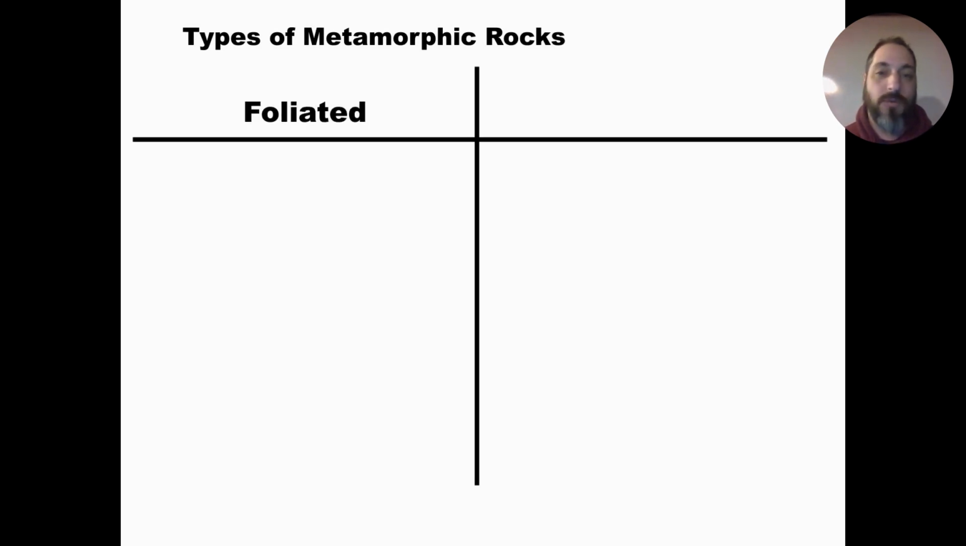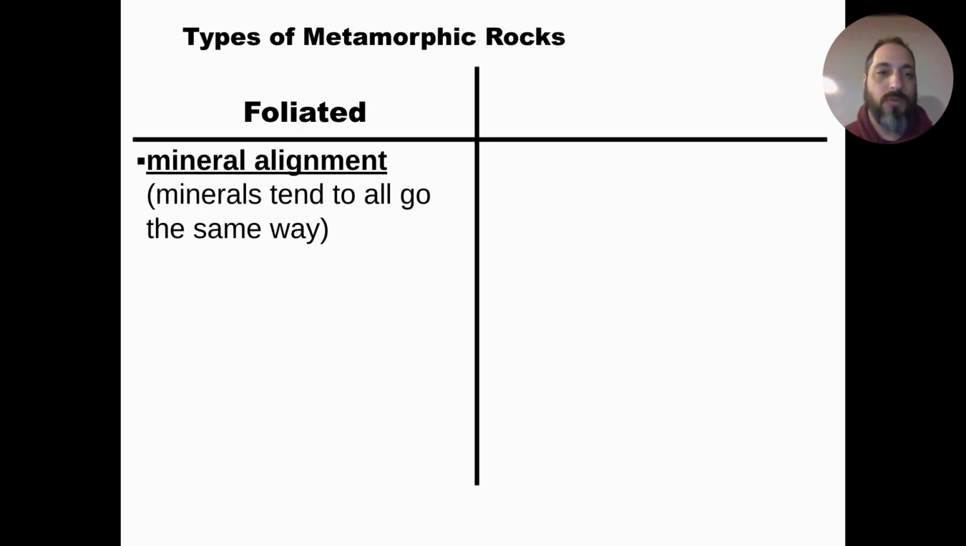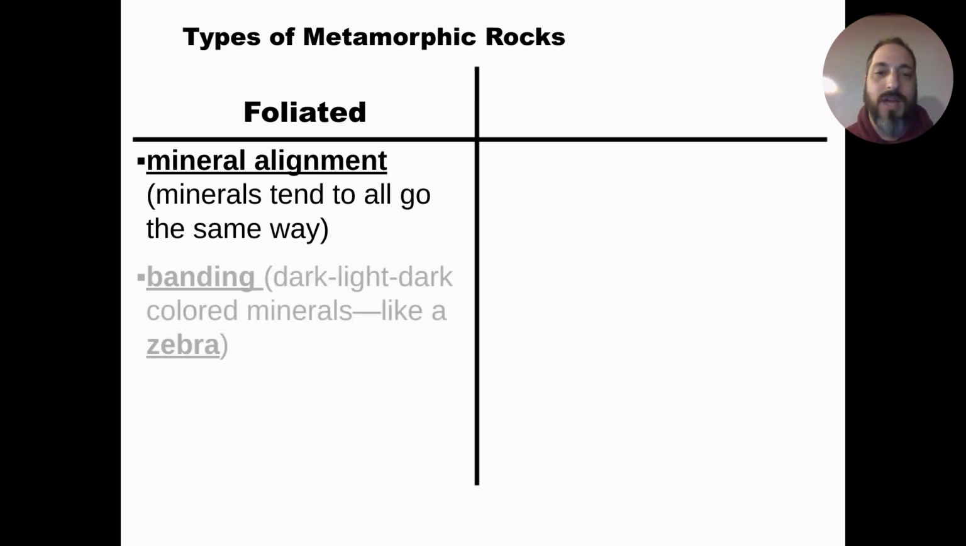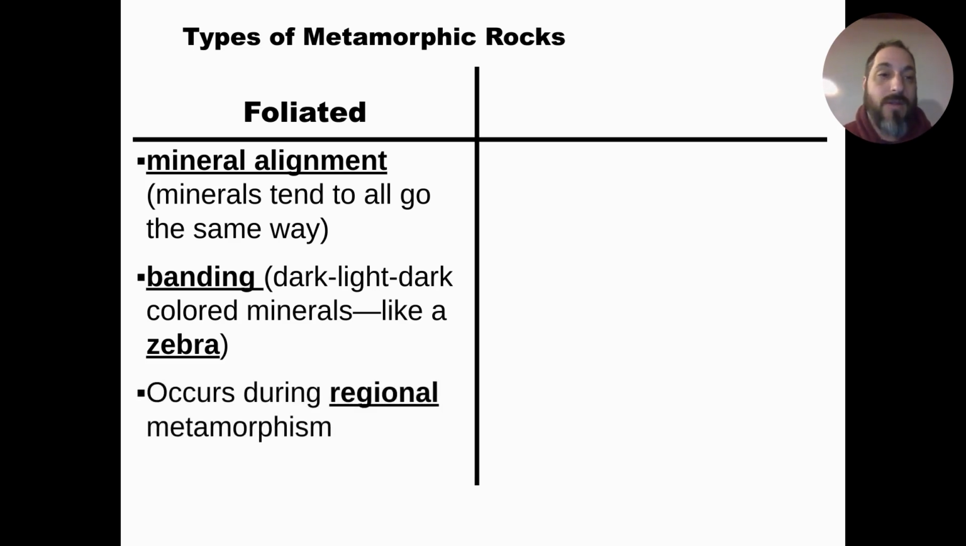So taking a look at your Earth Science reference table, page 7, you'll see that there are two types of metamorphic rocks, foliated and non-foliated. So let's look at the foliated first. In a foliated rock, the minerals are going to be aligned. They all tend to go the same way. They're going to line up with each other. They can also have something called banding, which is where we have dark and light colored minerals that are alternating, kind of striped like a zebra. And these occur during regional metamorphism.